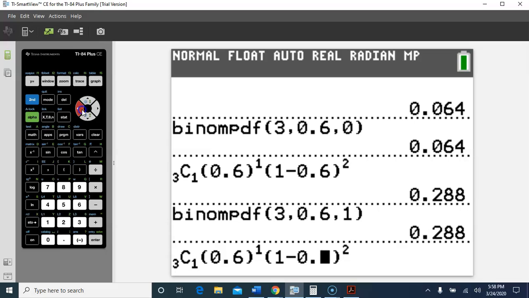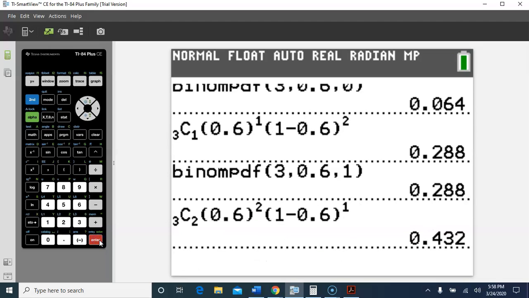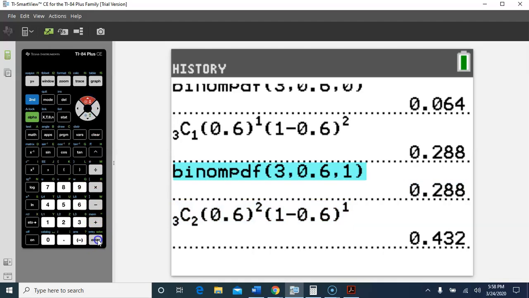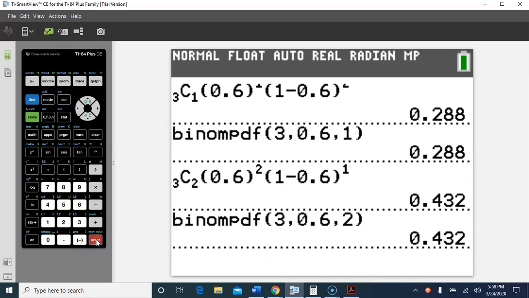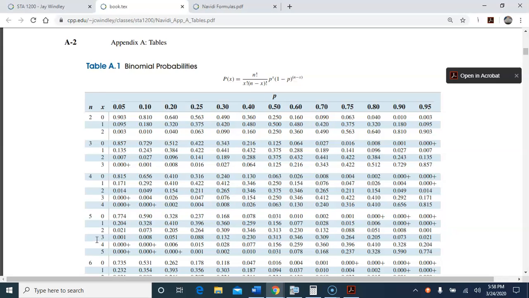So now it would be 3 choose 2. So 3 choose 2, and the probability of success to the 2, and the probability of failure to the 1, which is also 3 minus 2. That gives us 432, or we can do the built-in function if we have this calculator, binom PDF, and get that same answer, or we can go to the table, and that 432 is already calculated for us right there on the table.